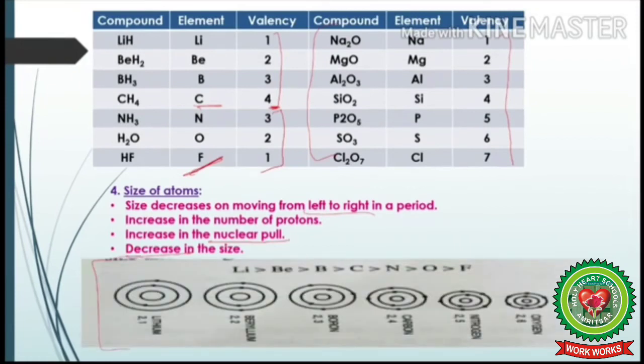and this can be clearly seen in this picture. If we move from lithium towards fluorine, you can see that the number of shells remains the same, but the number of protons is increasing. So the nuclear pull is increasing, and therefore the size decreases.